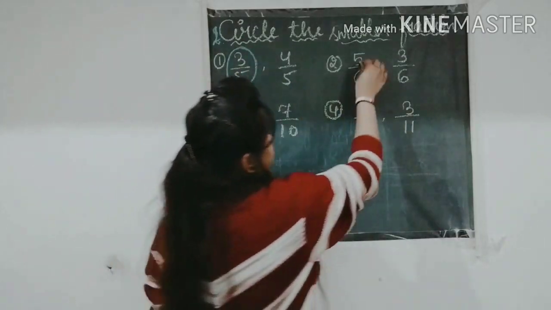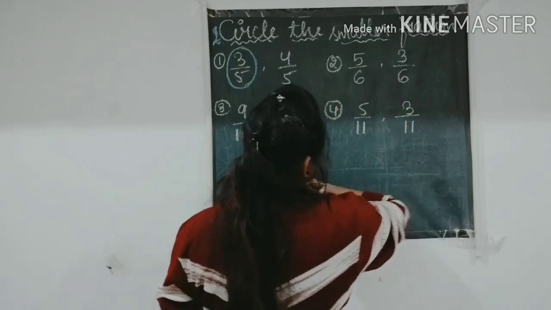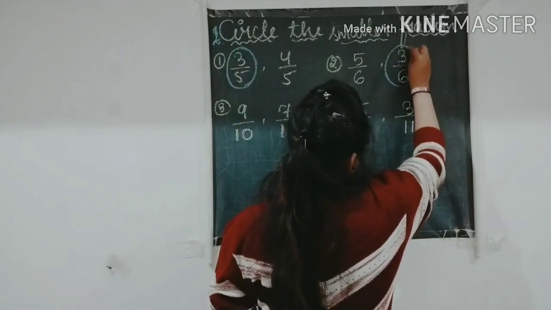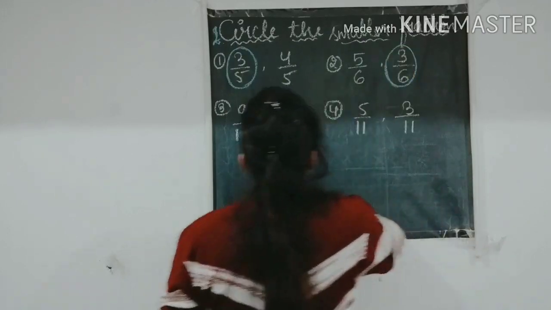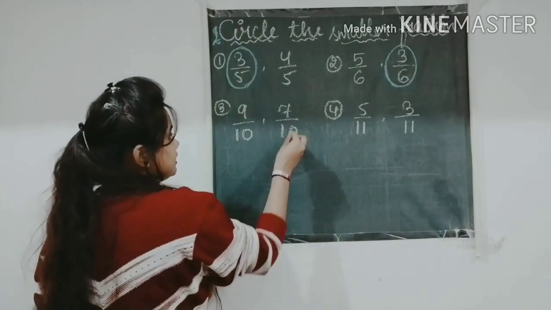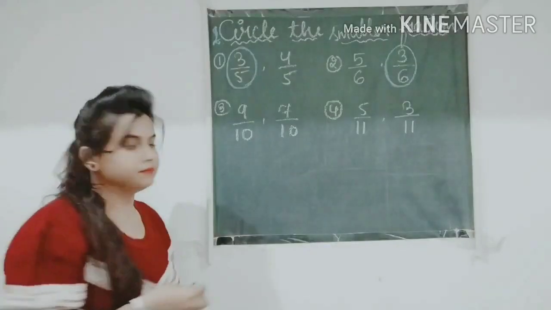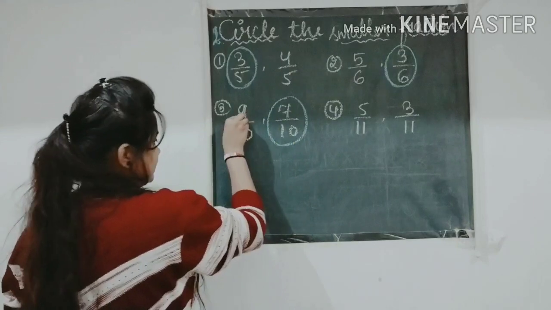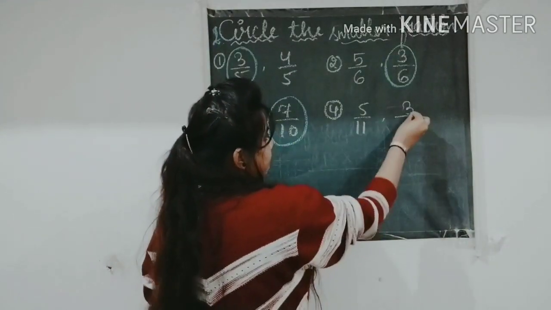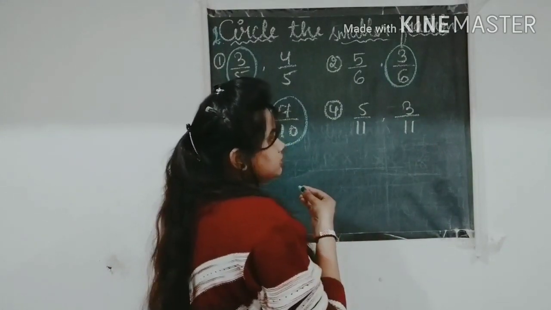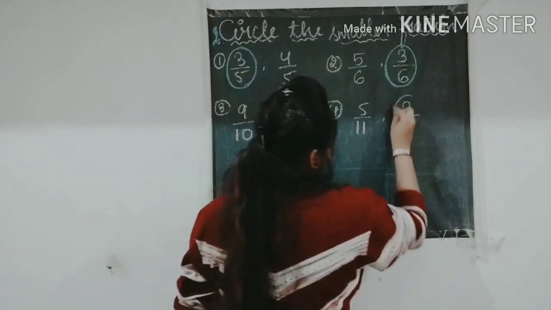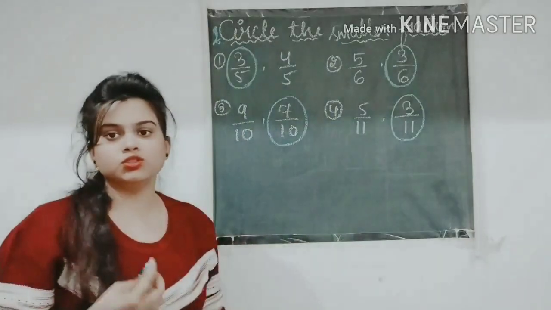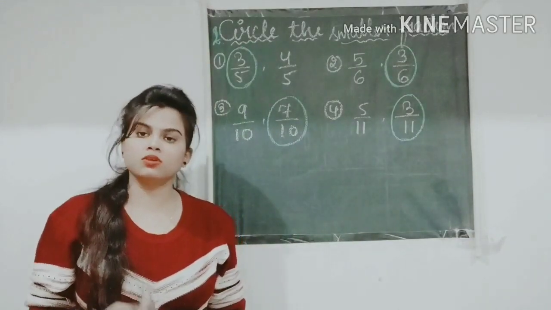Right? 5 by 6, 3 by 6. Which fraction is smaller? Yes, 3 by 6 because 3 is less than 5. 9 by 10, 7 by 10. Which fraction is smaller? Yes, 7 by 10 because 7 is less than 9. 5 by 11, 3 by 11. Which number is smaller? Yes, 3 by 11 is smaller because 3 is less than 5. Like this, 2 more questions are given in your test book. Solve by yourself.